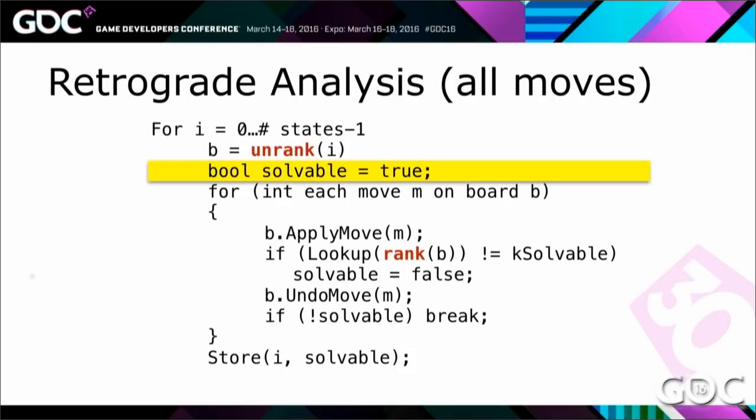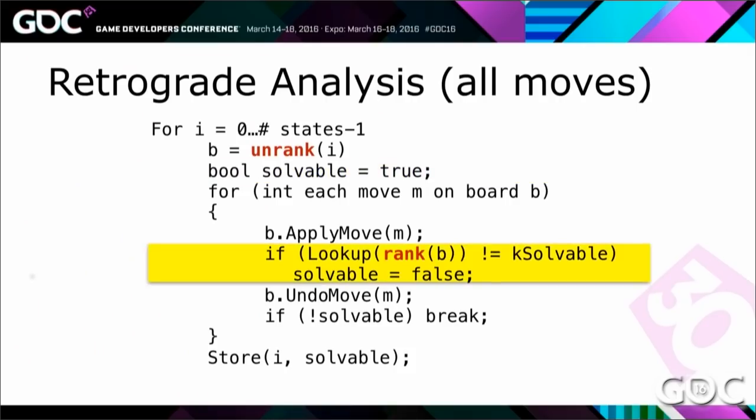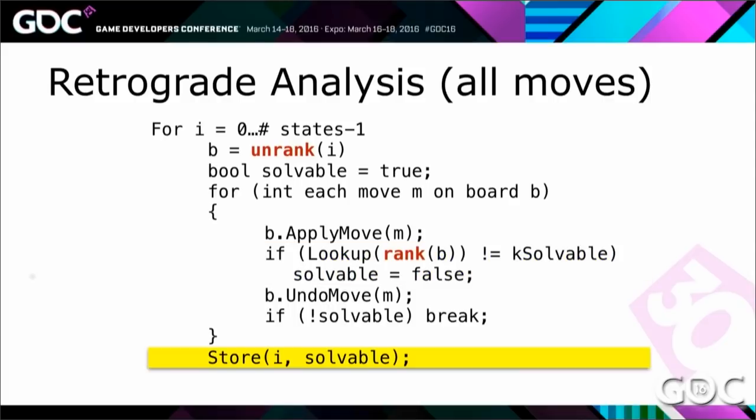We assume that this board is going to be solvable, and then we go through all moves as before. And if we find that any move doesn't lead to a solution, then we say, this isn't one of the states that I want that's fully solvable. And so I say, this isn't solvable at all.